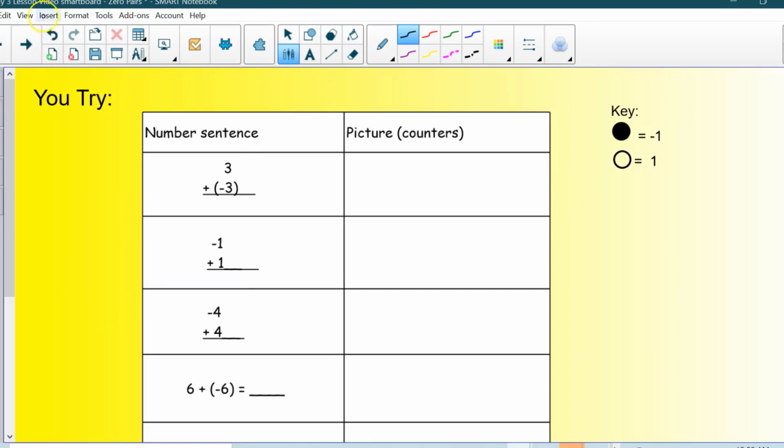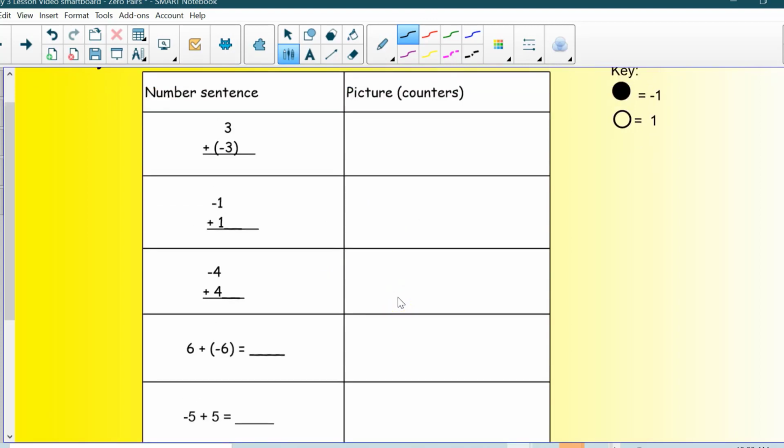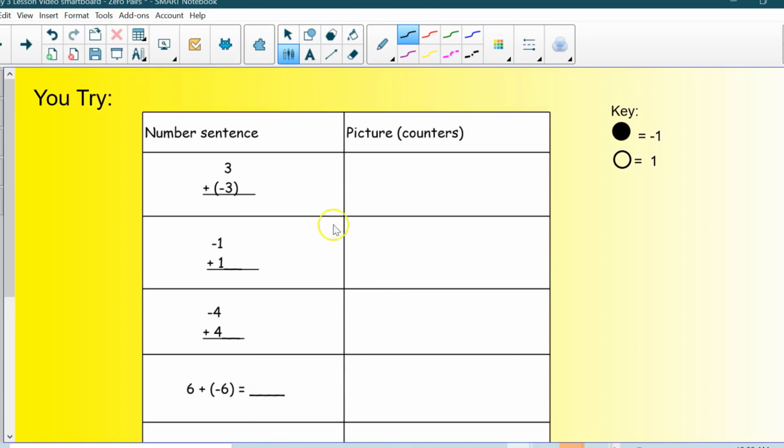Okay, the last part. Even though this is "you try," we will do the first 2 together. Make sure you are writing these on your paper, on your notes as well, and then you will do the last 3 on your own. Yes, there will be quiz questions that pop up, but we'll get there in just a second.